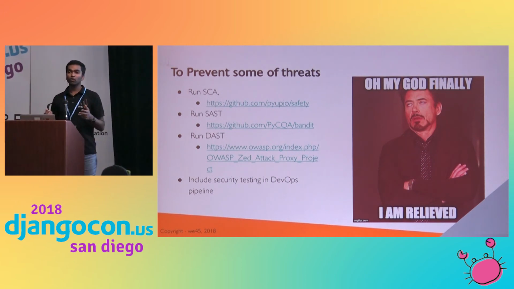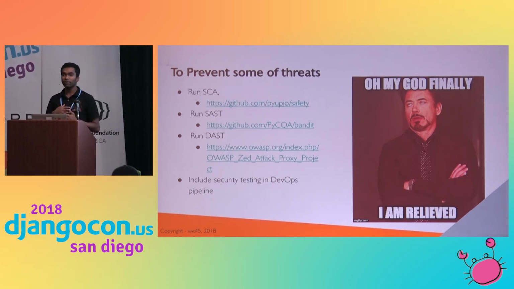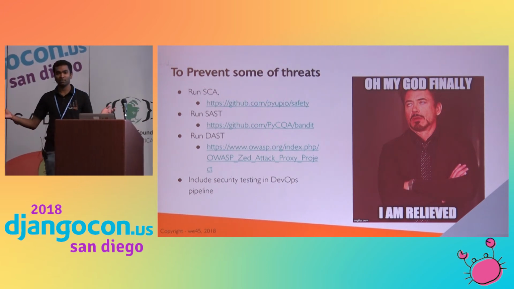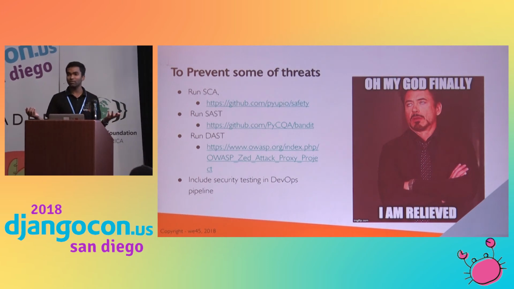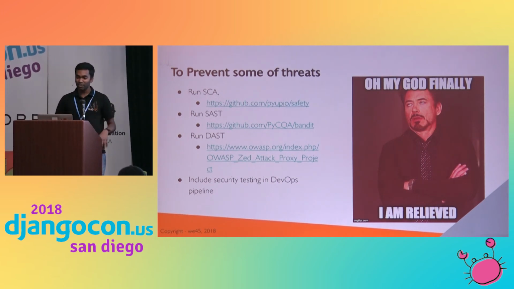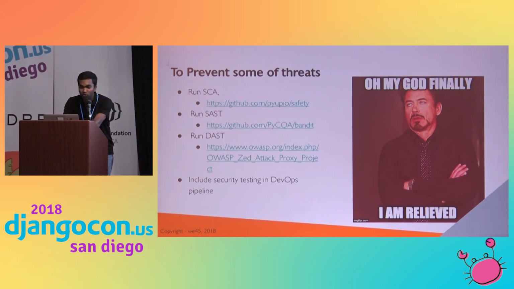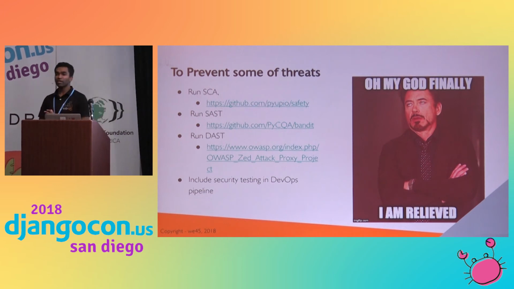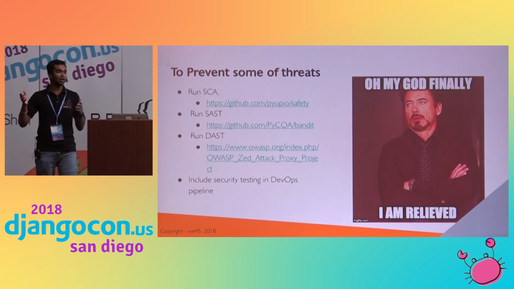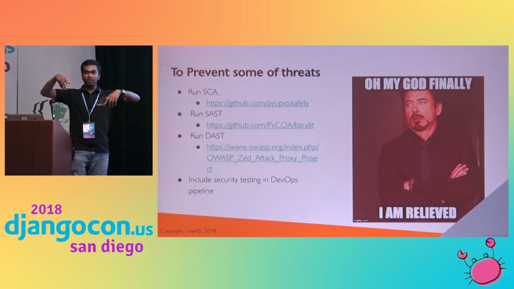It gives a good API, so we can integrate it. As developers, we love to use APIs, right? No? Okay, I love to use APIs. If you haven't, please try, it is really good. Include security testing in a DevOps pipeline. If you are using Jenkins or Travis, anything, make it a pipeline.